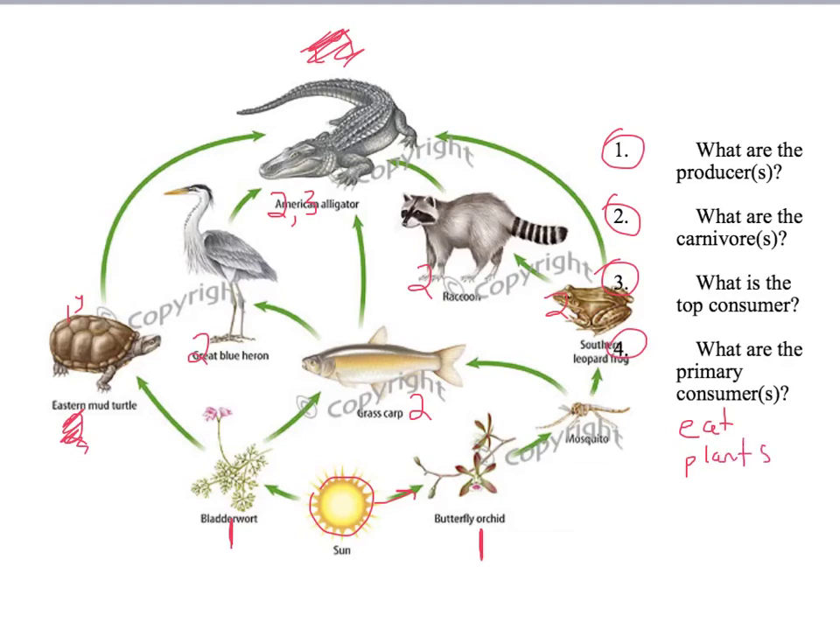So what we're looking at for question 4 are the mosquitoes, since they eat the butterfly orchids, the grass carp, since they eat the bladderwort, and the mud turtle, since they eat the bladderwort as well. Now if you look at this, we could see that the grass carp is not only a primary consumer, but it's a carnivore too. So remember that different organisms can exist at different levels in the food chain.